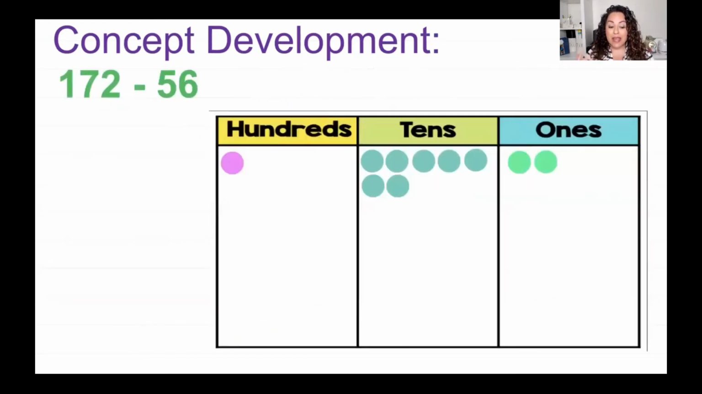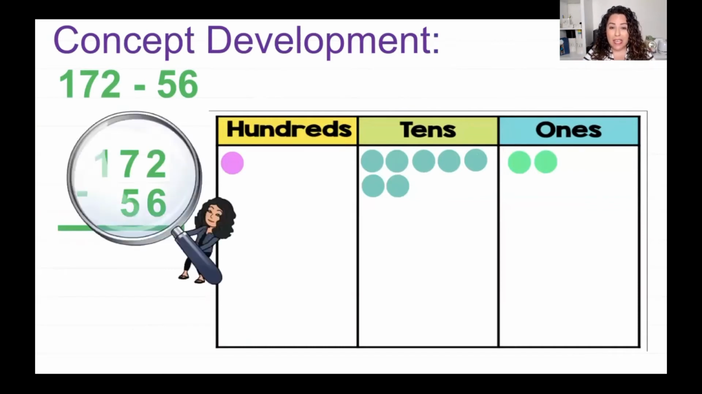All right, so I have my problem here. I already made my chart. So let's go ahead and write this problem in the vertical form. So I have 172, take away 56. So we're going to start by taking a deep look at our numbers, because before we even begin, we should be looking at our numbers. And what I see here is I see a 2 and a 6 in the ones place.